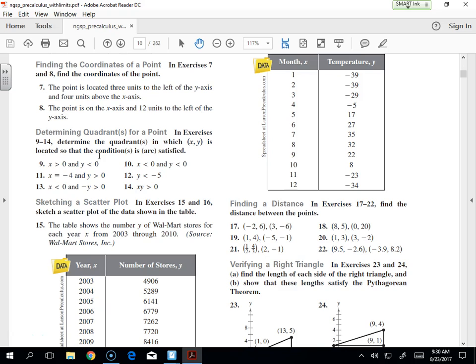Now hold on. So I want you to write determining quadrants for a point in exercises no. Can anybody look at this, read the directions real fast, and tell me a quick way of summarizing what you're supposed to do? Fine.